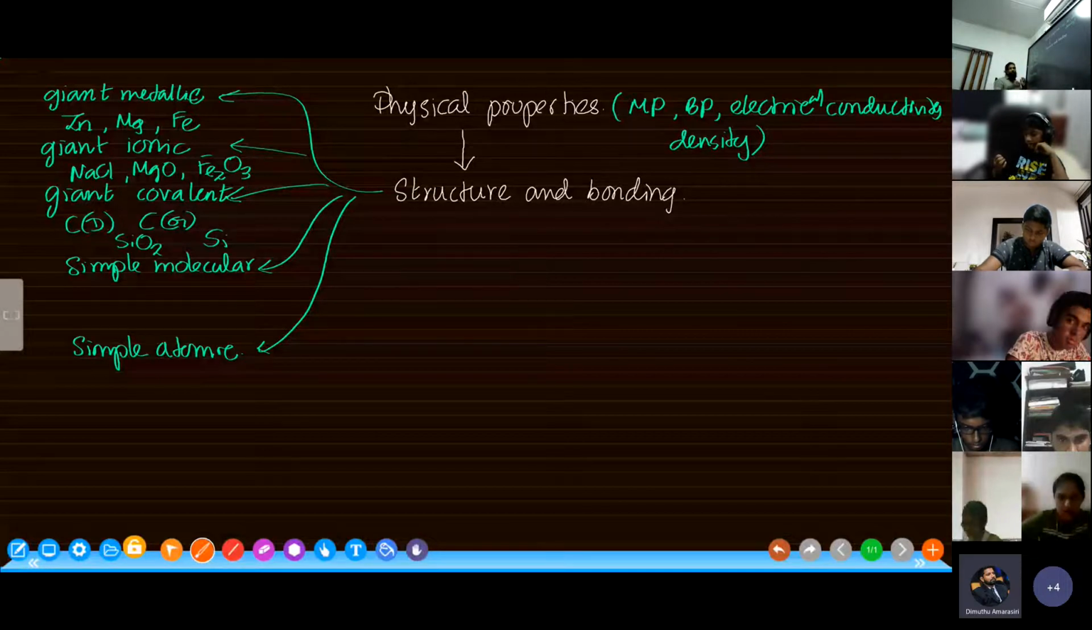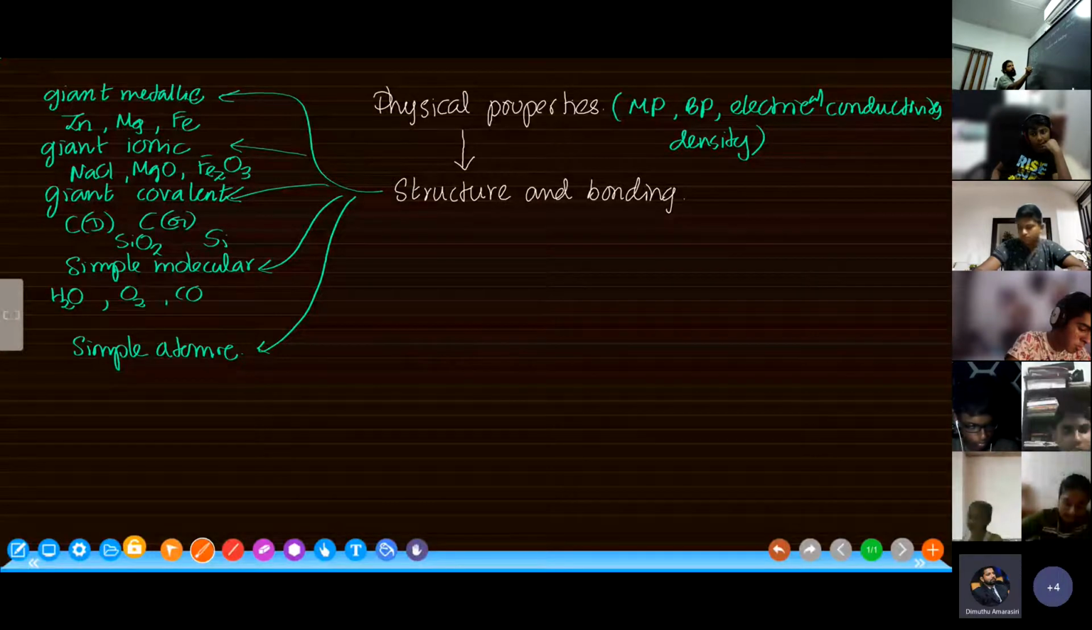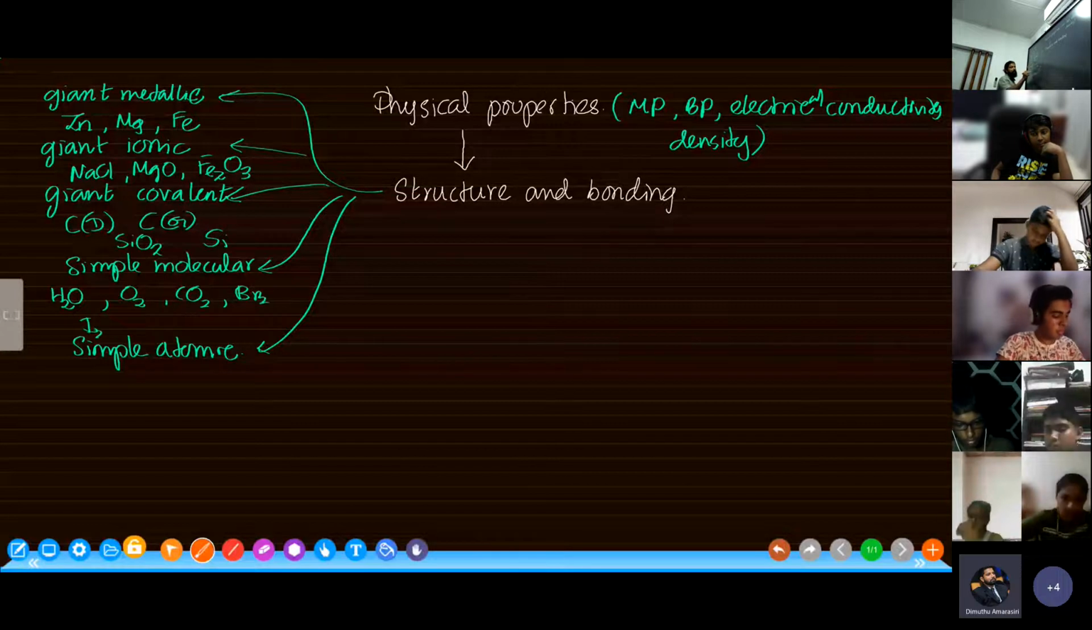Simple molecular means their molecules exist separately, such as water. You know, water is a liquid. Oxygen gas and carbon dioxide are gases. Bromine is a liquid. Even iodine is a solid, but still simple molecular. That's why it sublimes.